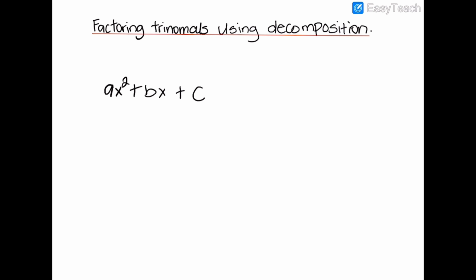is not a 1. In the previous videos, we talked about factoring trinomials, and usually a was a 1. And if a wasn't a 1, you could usually pull out a common factor. And so this is when a isn't a 1, and you cannot pull out a common factor. The decomposition method is one of the methods that you can use to factor your trinomial.